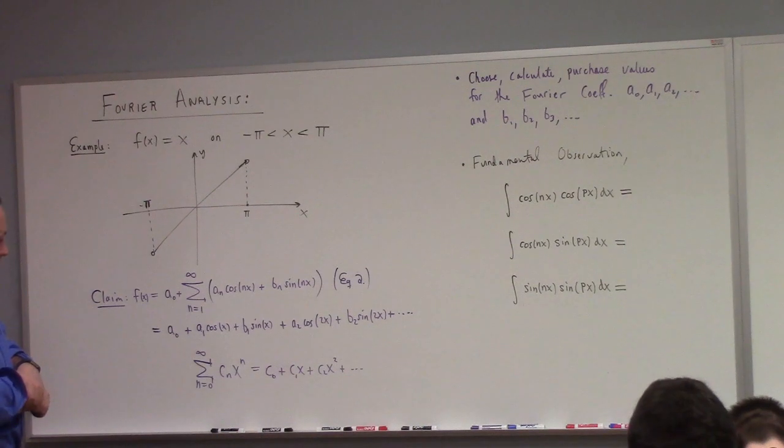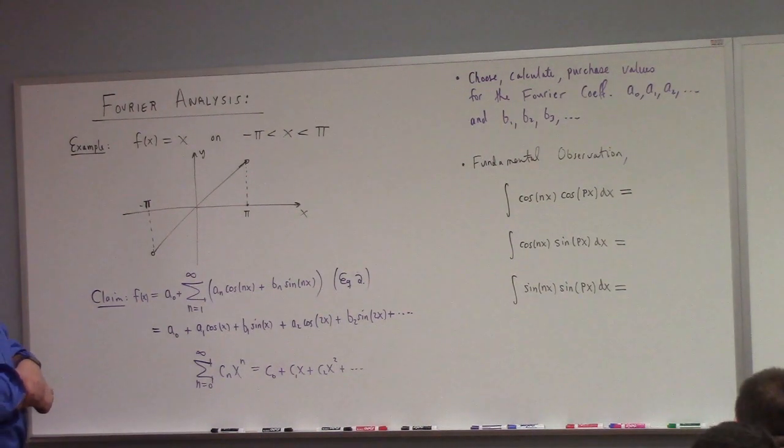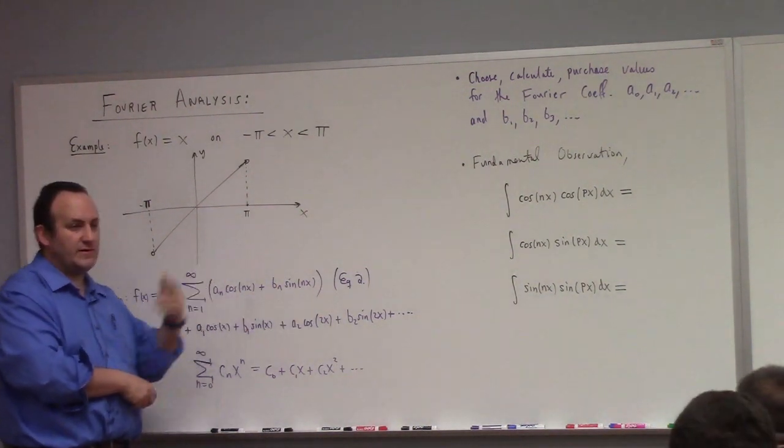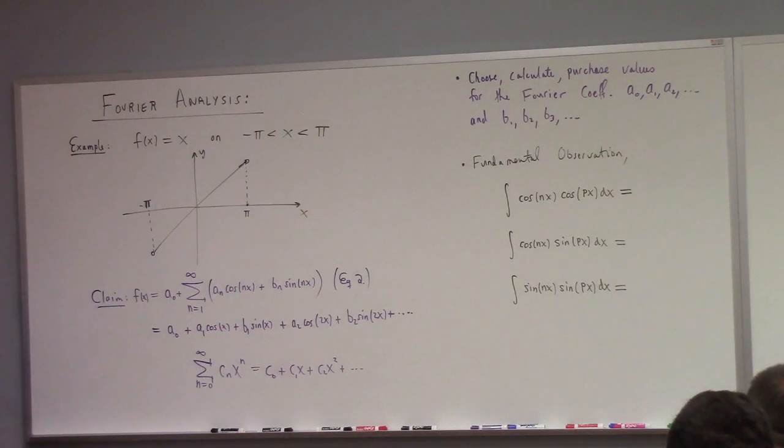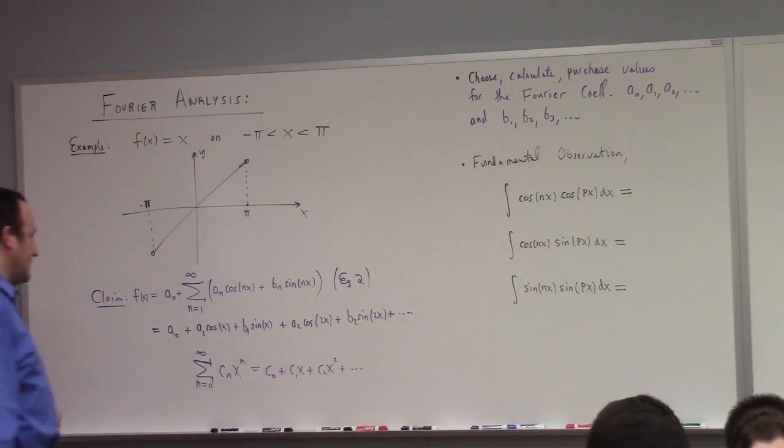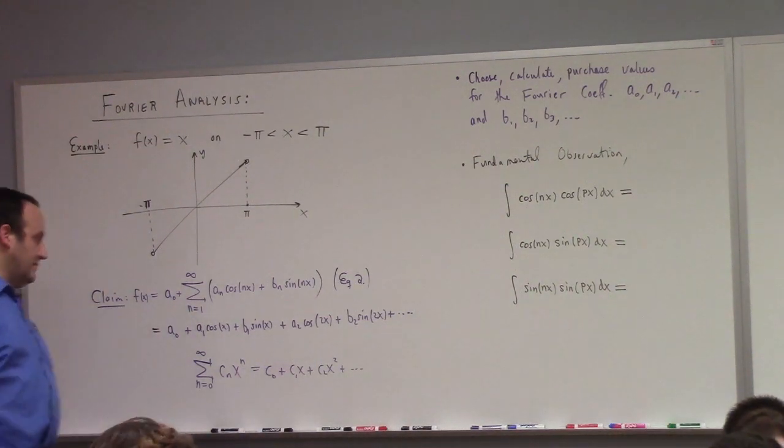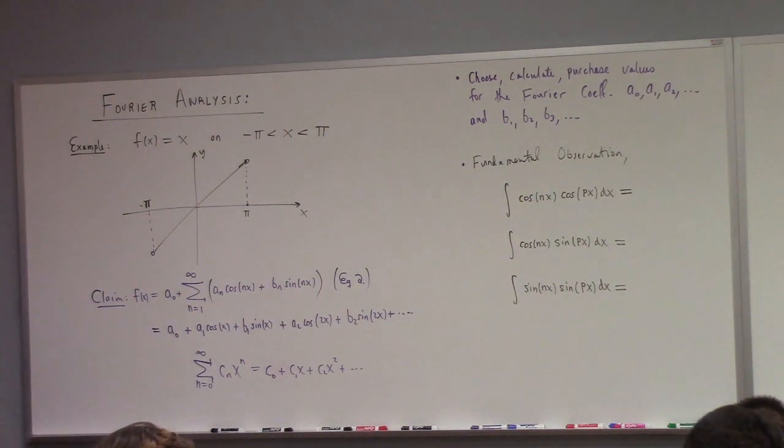There's no b naught because sine of 0 is 0, so no need for it. There's an asymmetry between sine and cosine in that sense, yeah. Because cosine is even, but sine is odd, and an odd function with 0 in its domain automatically takes the value of 0 at 0.